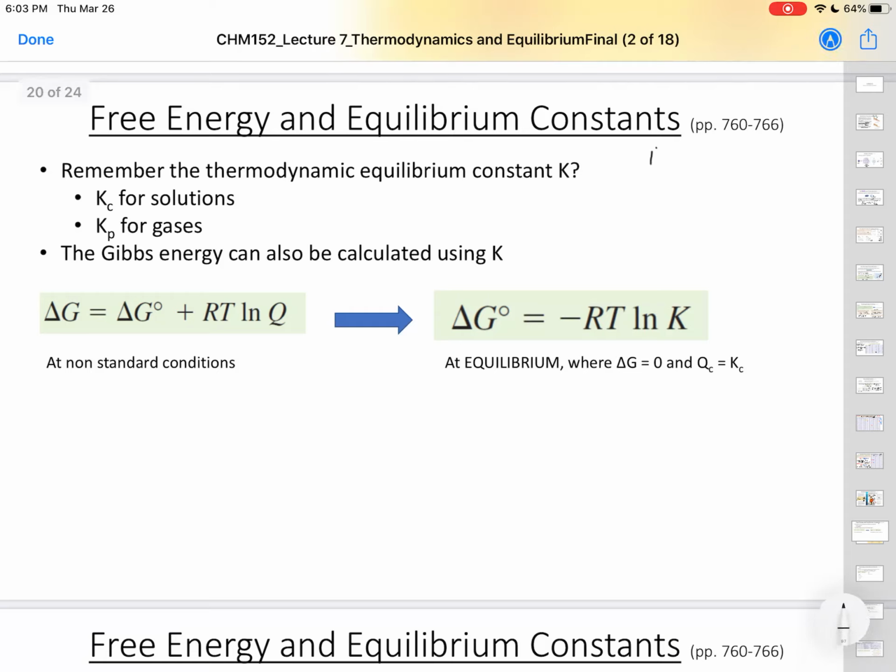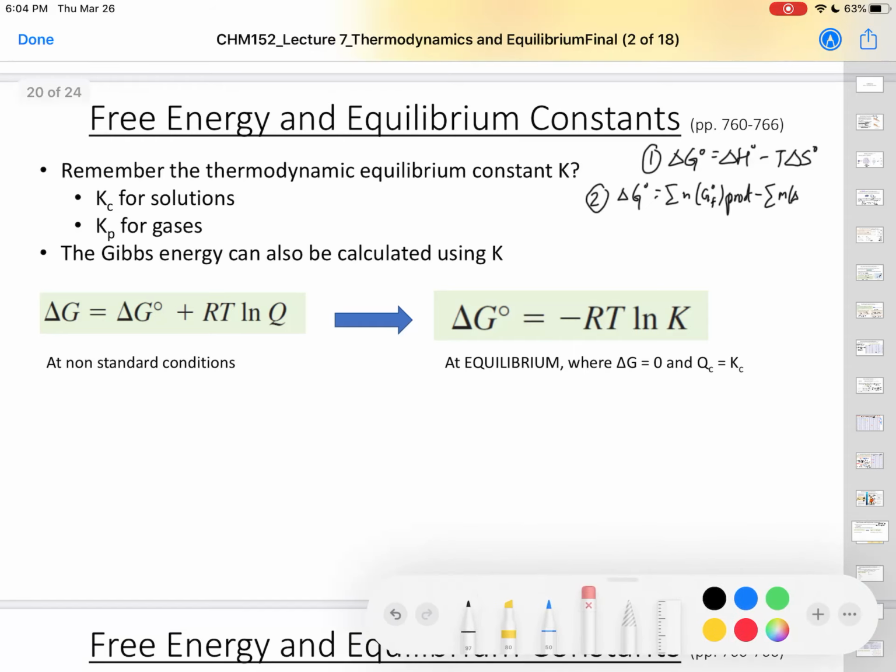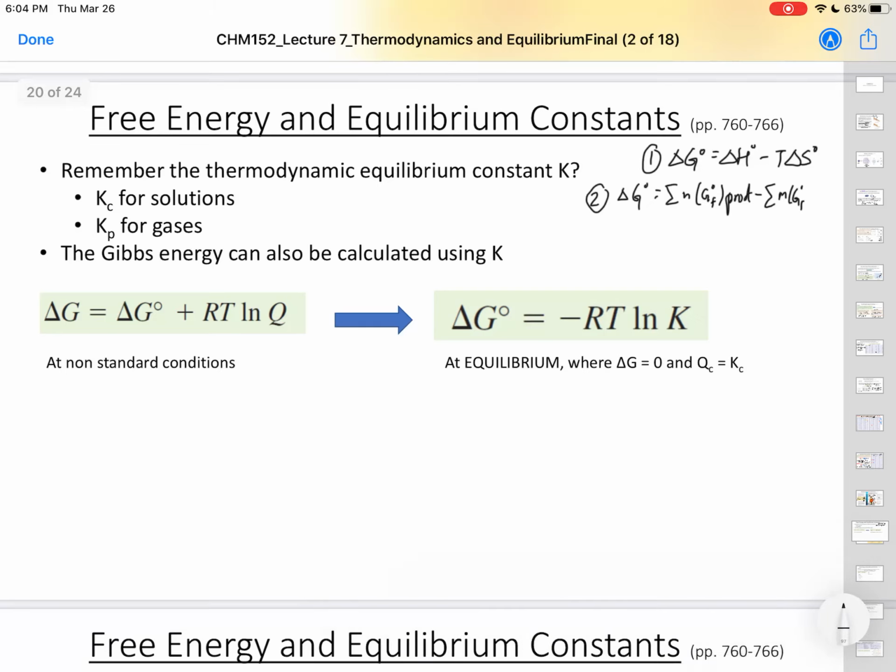All right, last but not least, we're talking about the third way to calculate delta G. So remember, we've learned the 2 other ways. One way is we just say delta G is equal to delta H minus T delta S. Okay. The second way was we said that the delta G is equal to the sum of the products minus the sum of the reactants.